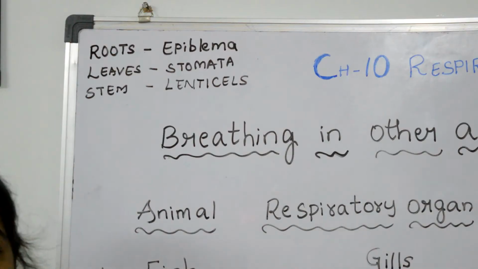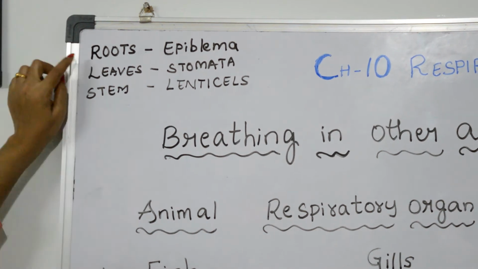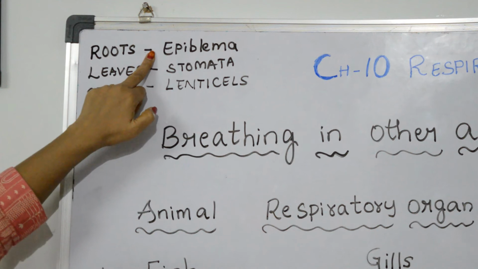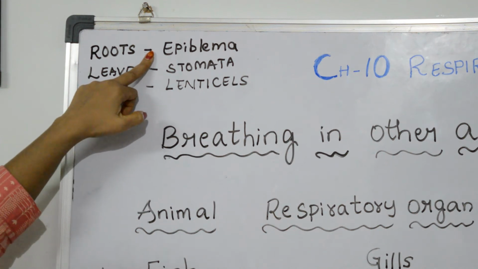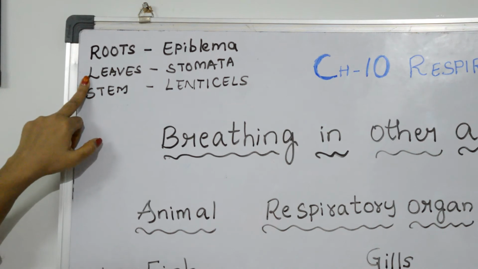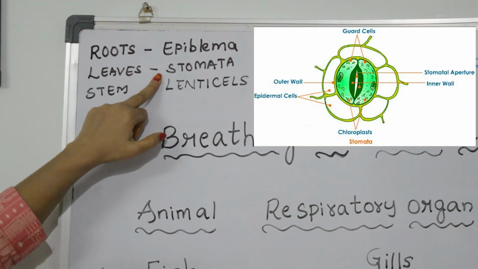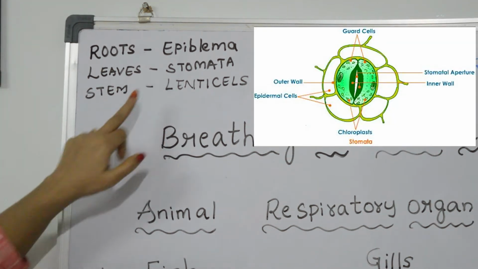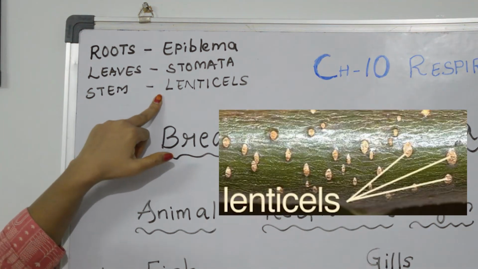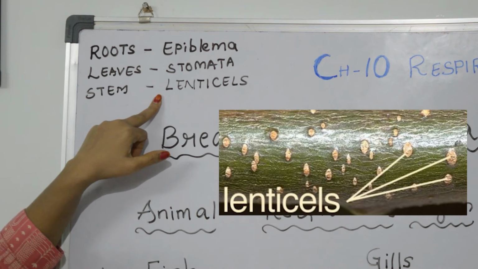As I said, in plants the exchange of gases takes place through different parts. In roots the exchange of gases takes place through specialized cells called epiblema, whereas in leaves it occurs through stomata, whereas in stem it occurs through specialized cells called lenticels.